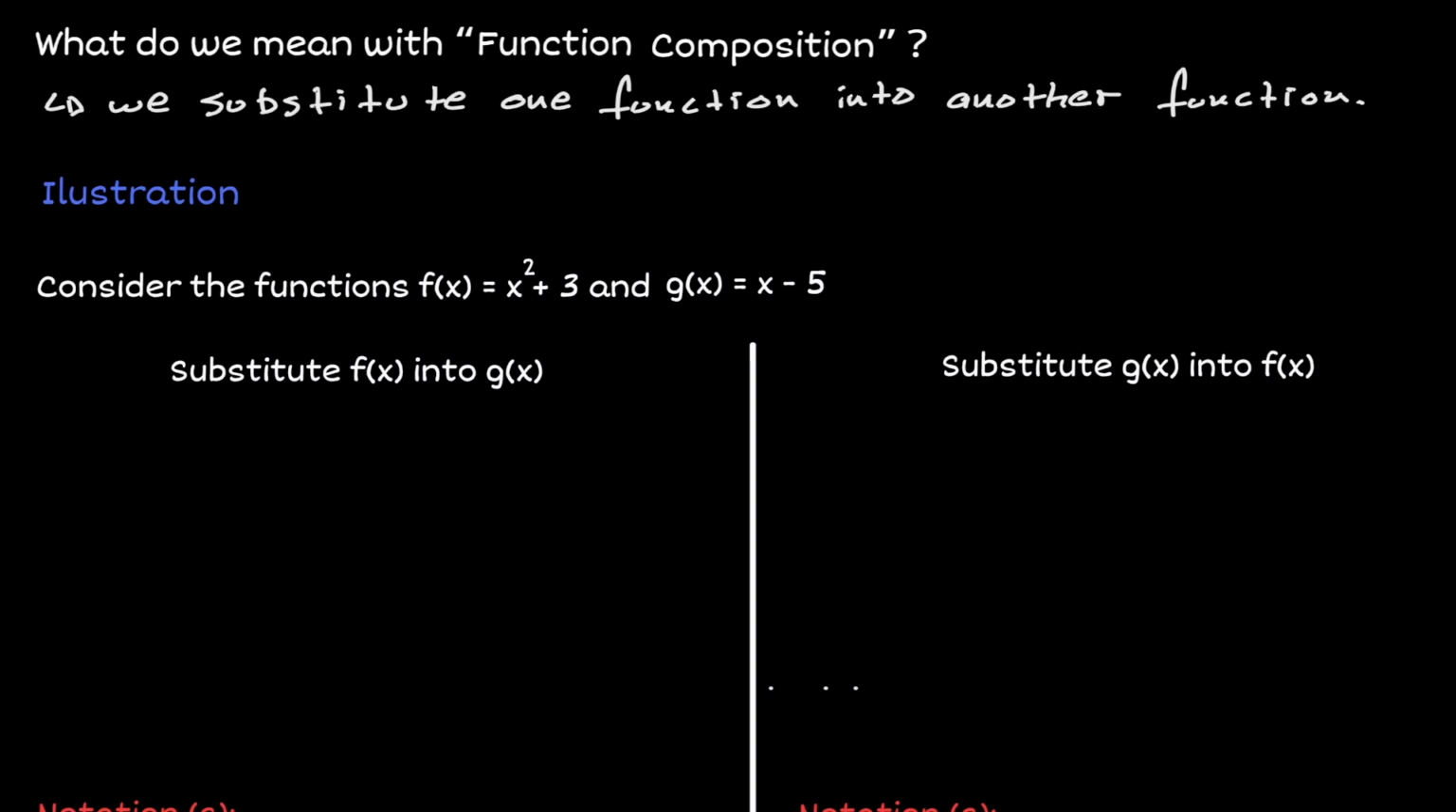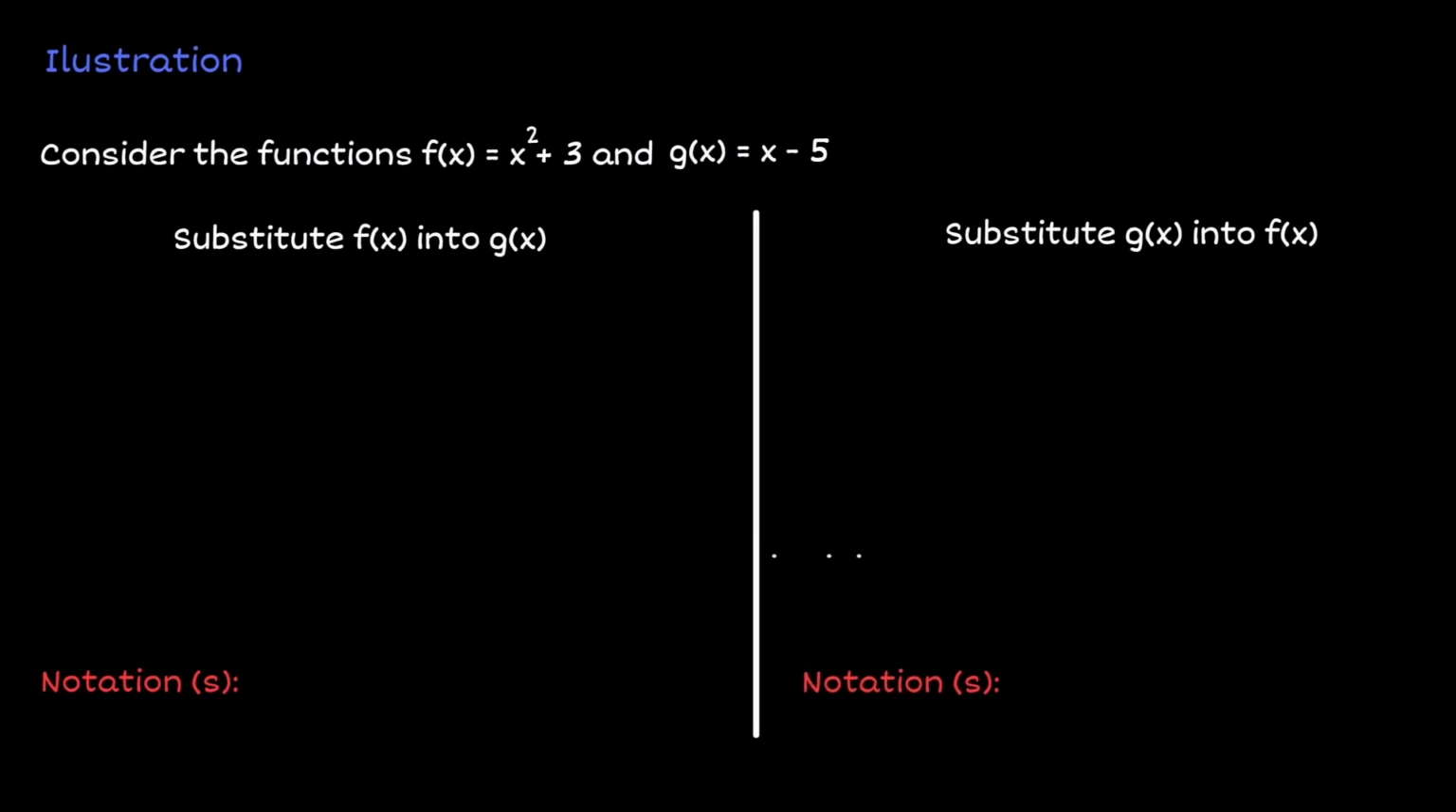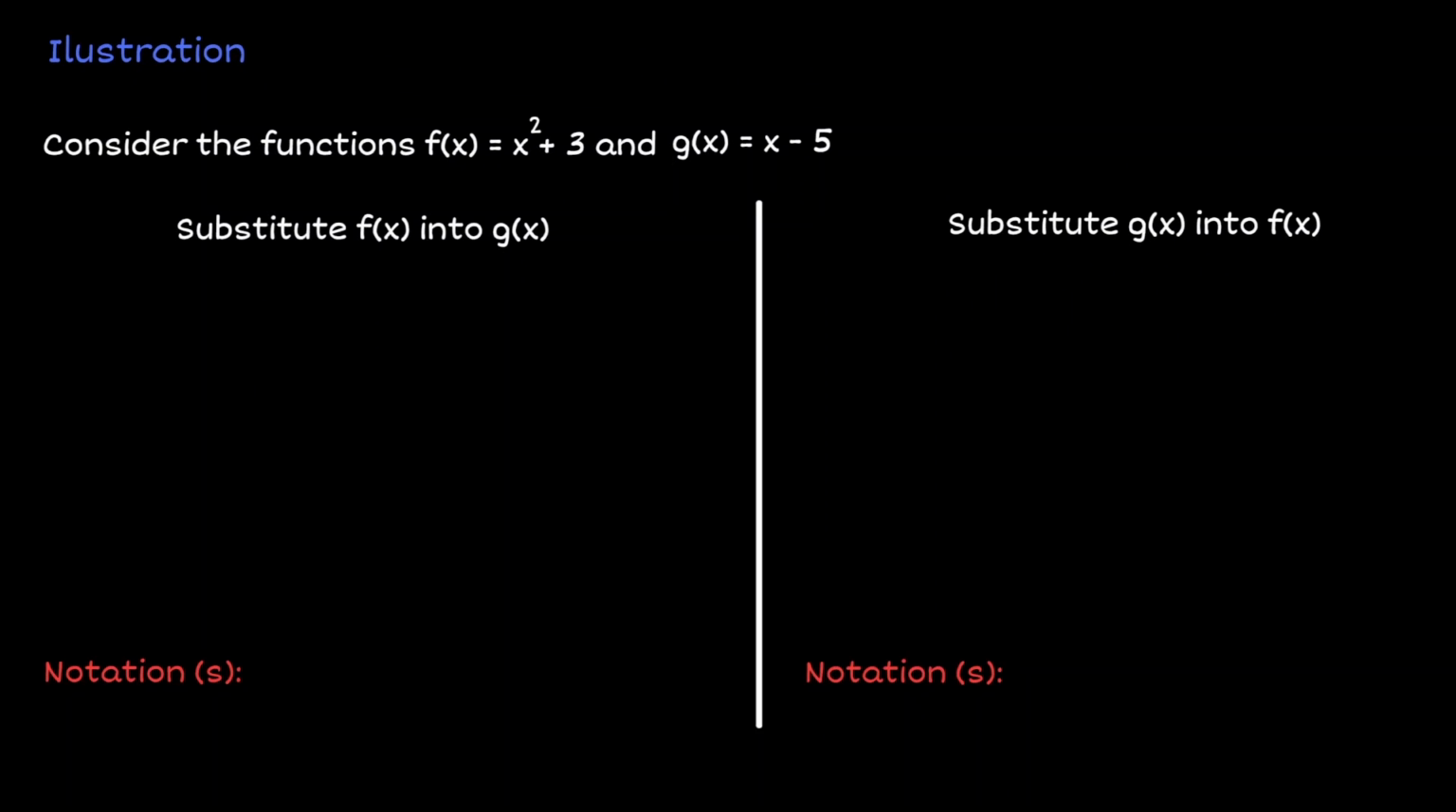Now let's illustrate this idea. So let's consider two functions. Our first function, let's call it f of x, and we're going to define it as x squared plus 3. And our second function, let's call it g of x, and we're going to define it as x minus 5. And now let's say that we want to substitute the function f of x into g of x.